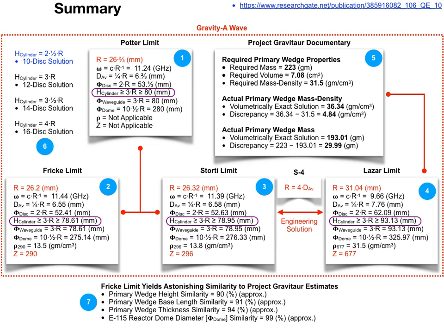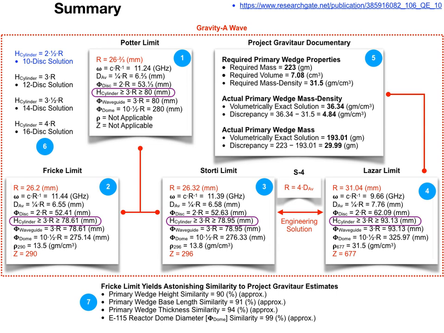The second artefact is termed the Frick limit. The Frick limit denotes the electrogravimagnetic construct solution which aligns with element 115 isotope 290 possessing the Burckhardt-Frick mass density estimate of 13.5 grams per centimetre cubed.